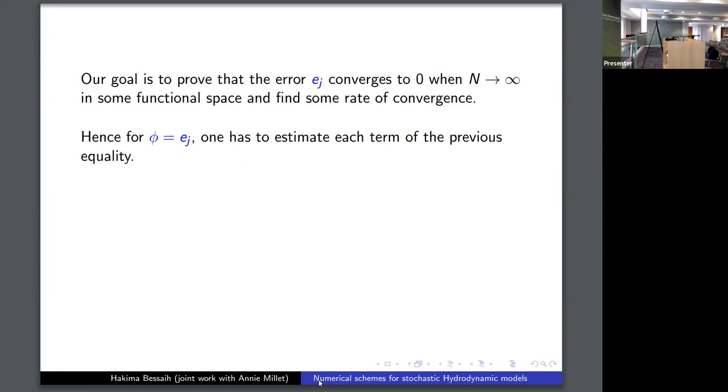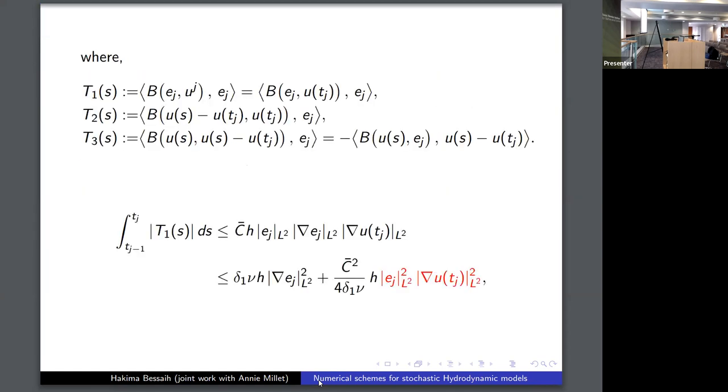Okay, so as I said here, the nonlinear term is where all the action is. For T1, I'll just show you the inequality. The integral from t_{j-1} to t_j of T1, you can split as follows. You have e_j, and you can take L4, and then the gradient in L2. You end up with the following estimate, using some Young inequalities, etc. Delta one is just a small coefficient times the norm of the gradient of e_j, which you can put on the left side.